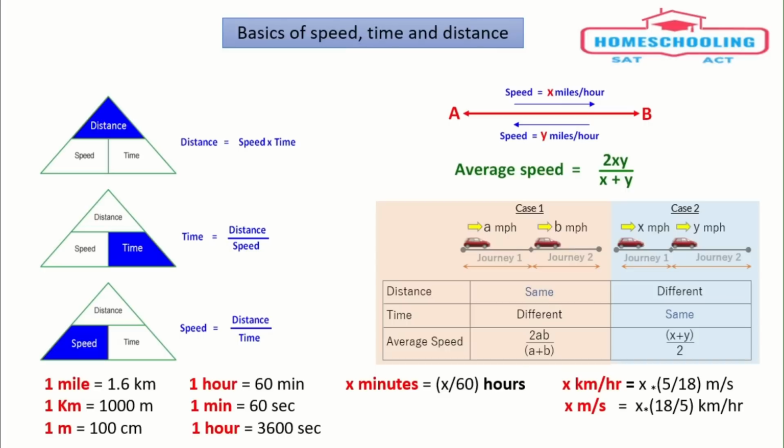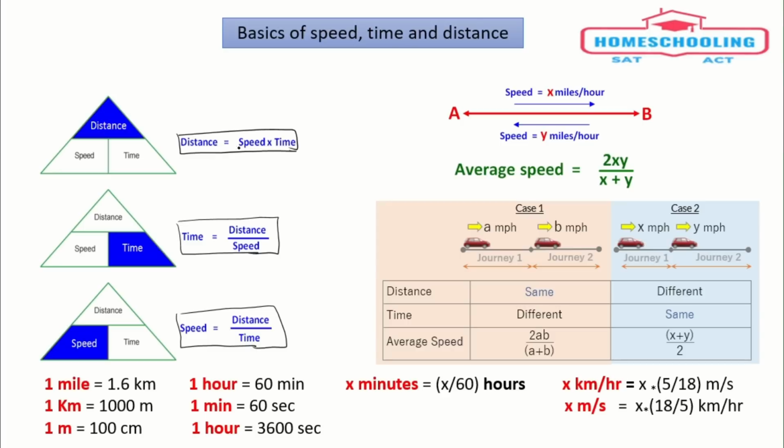Now, coming to the basics of speed, time and distance. The basic formula is speed is equal to distance upon time. From this formula, by using cross multiplication, we can move speed here and time here. So time is distance upon speed. And if you have to find the distance, we multiply these two. So distance is speed into time.